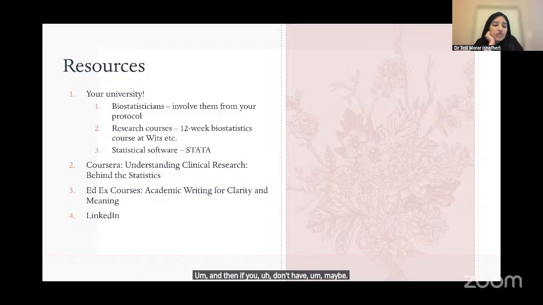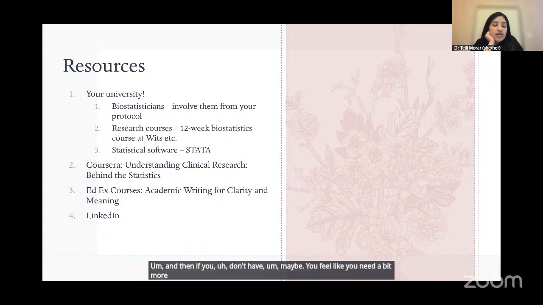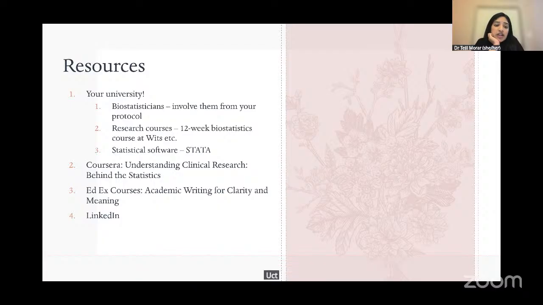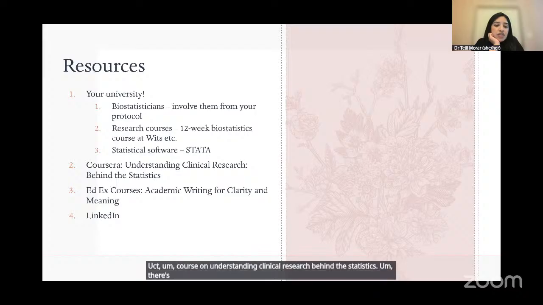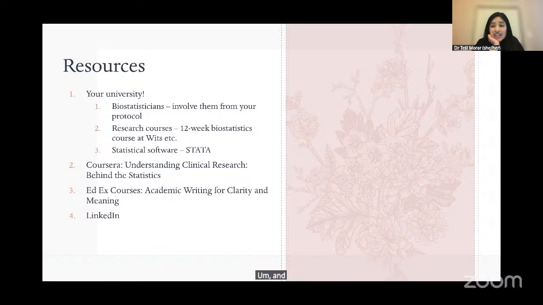And then maybe you feel like you need a bit more outside of university. Coursera has a UCT course on understanding clinical research behind the statistics. There's edX courses. Wits has one on academic writing for clarity and meaning. And then LinkedIn, I found, has been quite an interesting resource. If you follow PhD candidates or search for biostatisticians, they really make it quite a lot simpler to understand.